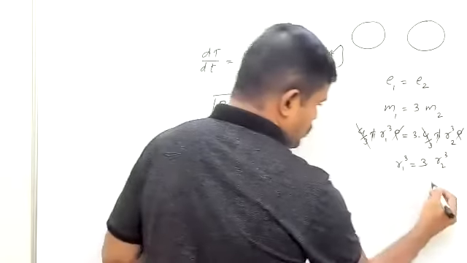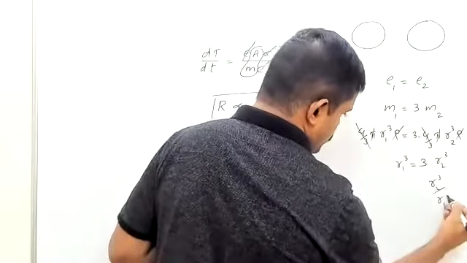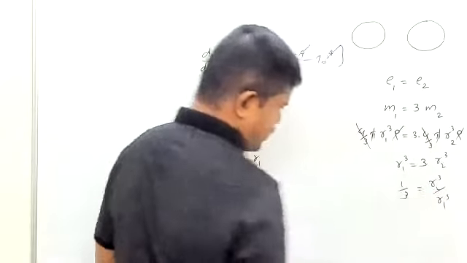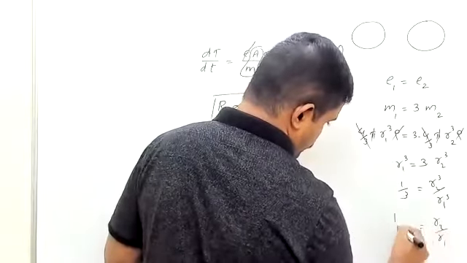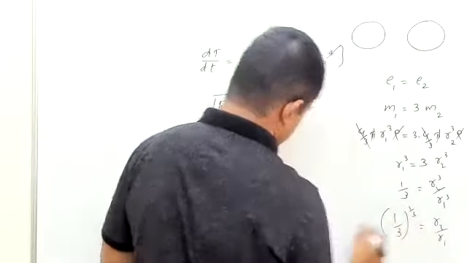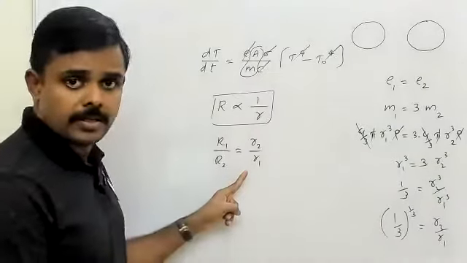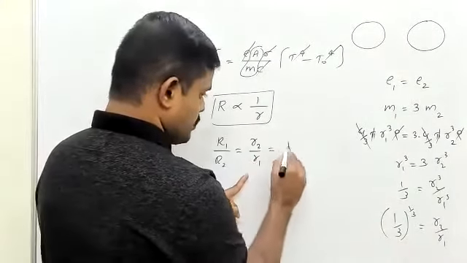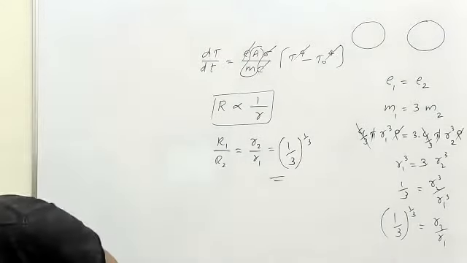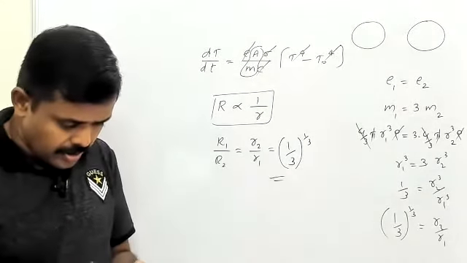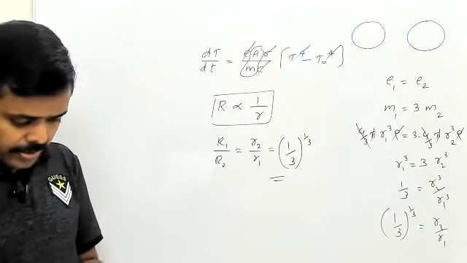So what is R2 cube by R1 cube? 3 is taken to left, 1 by 3. So what is R2 by R1? Cube root of it, 1 by 3 raised to 1 by 3. R2 by R1 is needed here, and it is 1 by 3 raised to 1 by 3. Do you see that in the options? Actually, it's a very lengthy and tough question. Answer is option B.